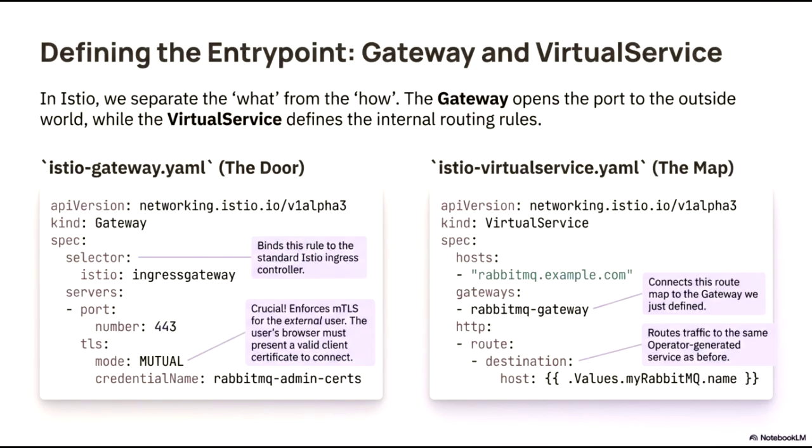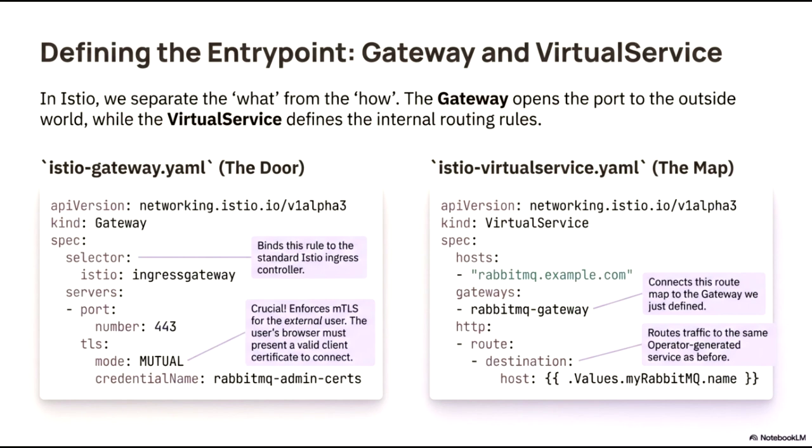On the left, we have the Istio gateway configuration. The selector binds this rule to the standard Istio ingress gateway controller. A key feature of this setup is the server configuration for port 443. We have enabled mutual TLS by setting the mode to mutual and specifying a credential name for the certificates. This is a critical security measure, as it requires the user's browser to present a valid client certificate before a connection can even be established.